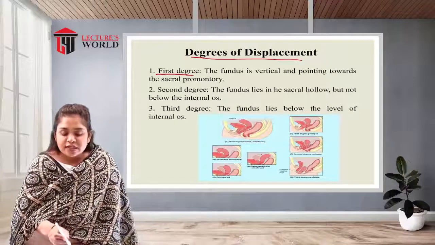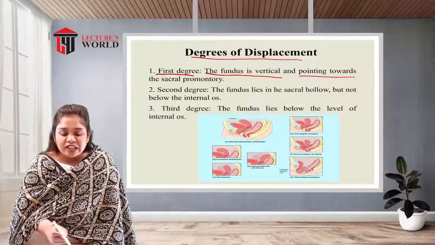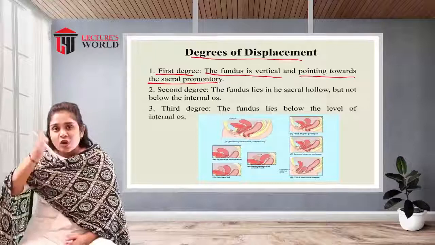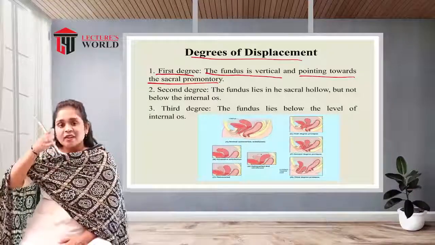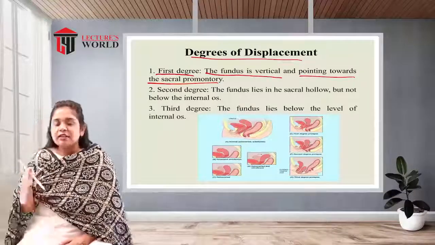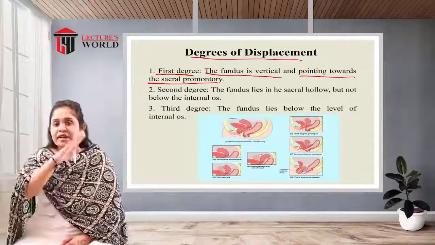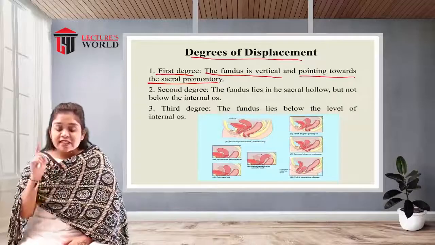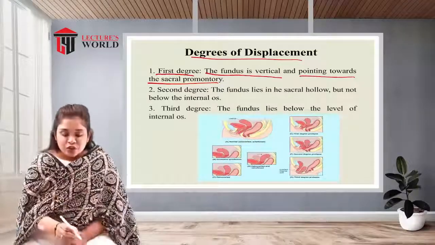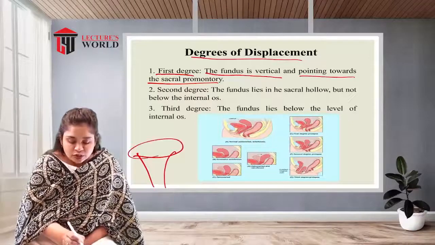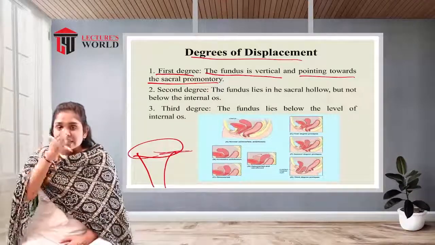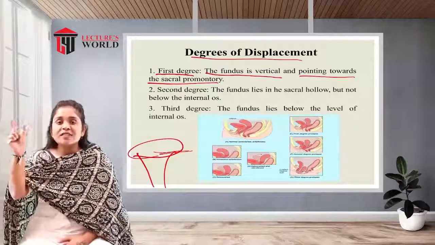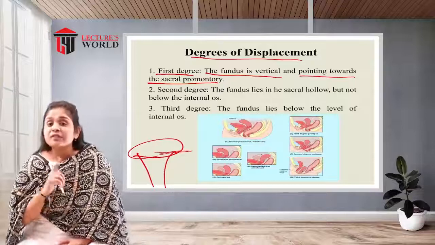In the first degree, the fundus is vertical and pointing towards the sacral promontory. The sacral promontory is on the behind part, where the rectum and these structures are, and at the front part the symphysis pubis will be there. So here, the top part of the uterus is known as the fundus. The fundus is in a vertical position and directly pointing towards the sacral promontory. That is known as the first degree.